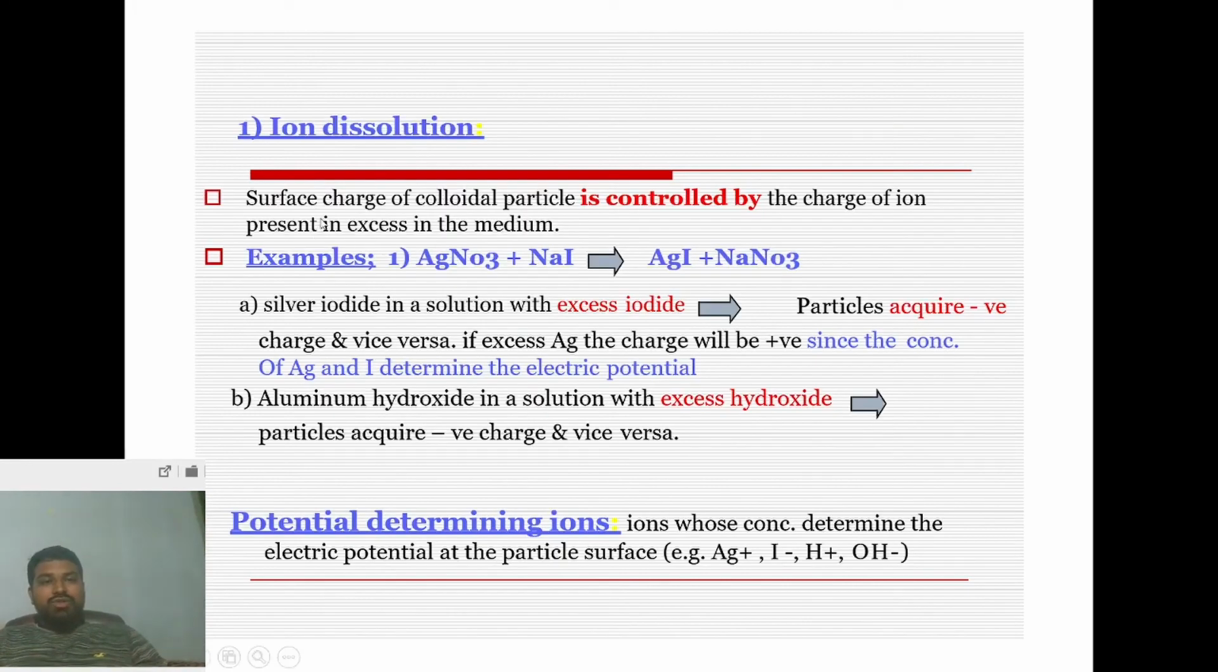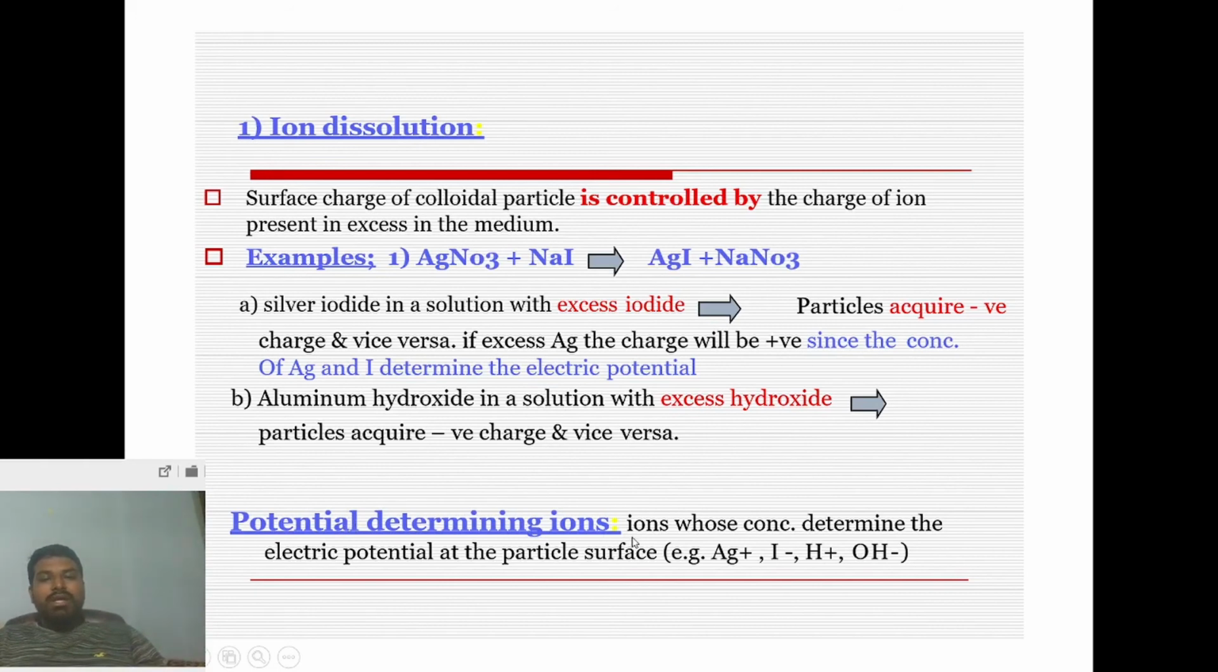Now, ion dissolution: the surface charge of a colloidal particle is controlled by the charge of the ion present in excess in the medium. Example: AgNO3 plus NaI gives AgI plus NaNO3. Silver iodide in a solution with excess iodide, particles acquire a negative charge and vice versa. If Ag is in excess, the charge will be positive, since the concentrations of Ag and I determine the electric potential. Aluminum hydroxide in a solution with excess hydroxide, particles acquire a negative charge and vice versa.